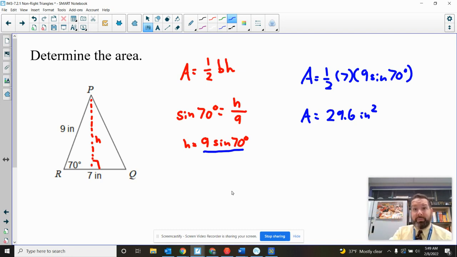Now, if you would like to do a couple more examples like this, continue on with this video. If you're comfortable that you've got the idea about how right triangles matter so much, you can move on to the practice.